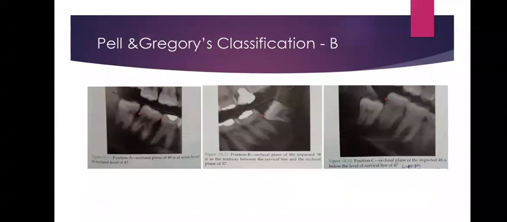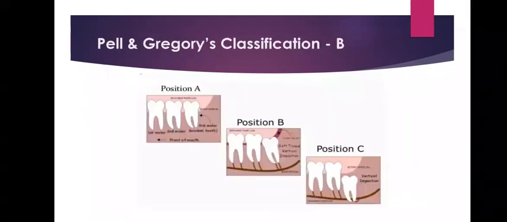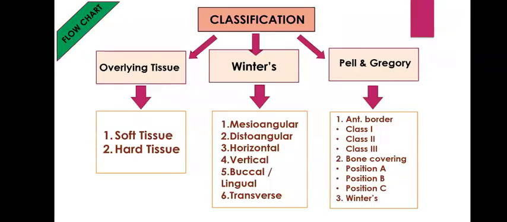Now, as you can see here, position A is at the same level, position B is in between the cervical line and the occlusal plane, and position C is below the cervical line in the third diagram. Now, this is the diagram which you can draw in the exam. It is a simplified line diagram of Pell and Gregory's classification. Now, this is a flow chart which you can again draw in the exam. It is a simplified classification, and flow charts are generally easy to understand. So these are again based on 3 types and its subtypes.